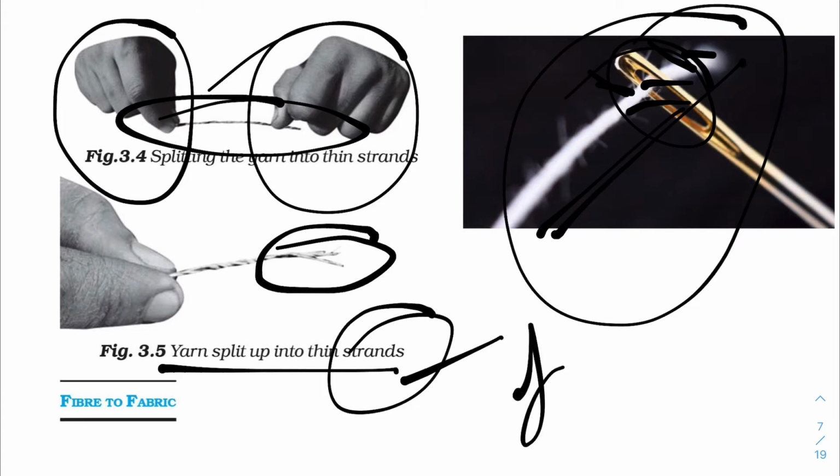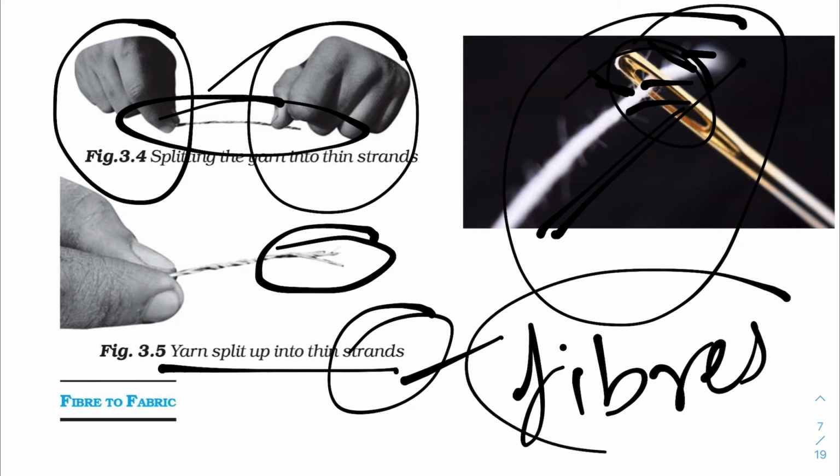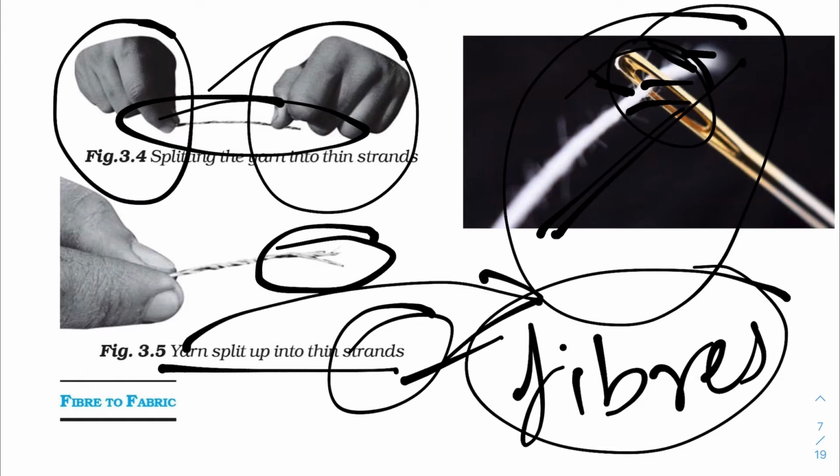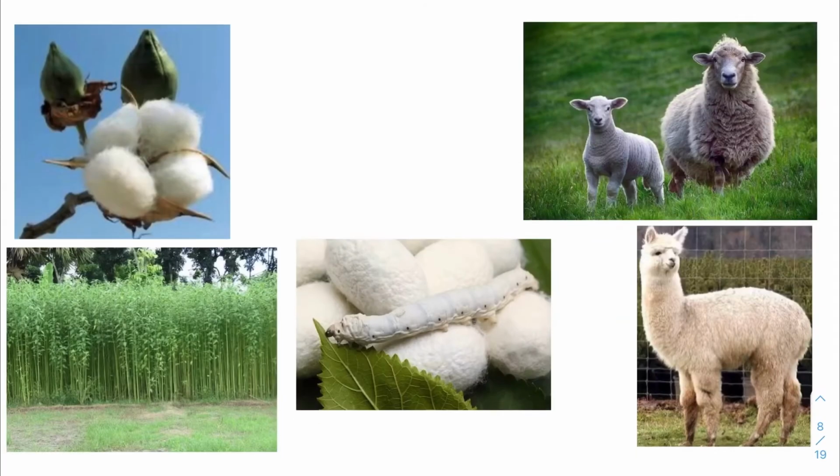Those thin strands of thread that we see are made up of still thinner strands called fibers. So fabrics are made up of yarns and yarns are further made up of fibers. Now the question is, where do these fibers come from?